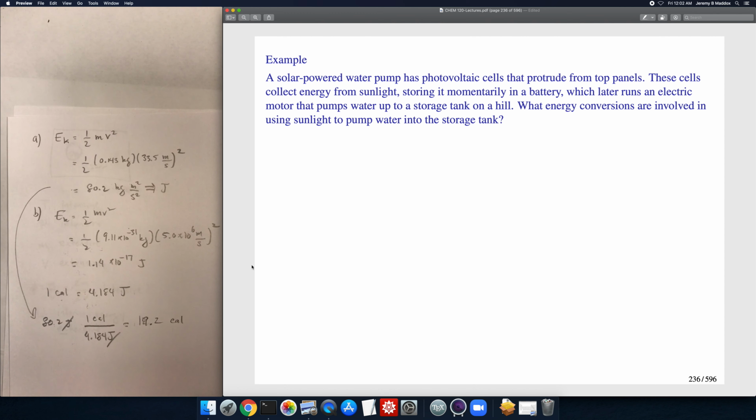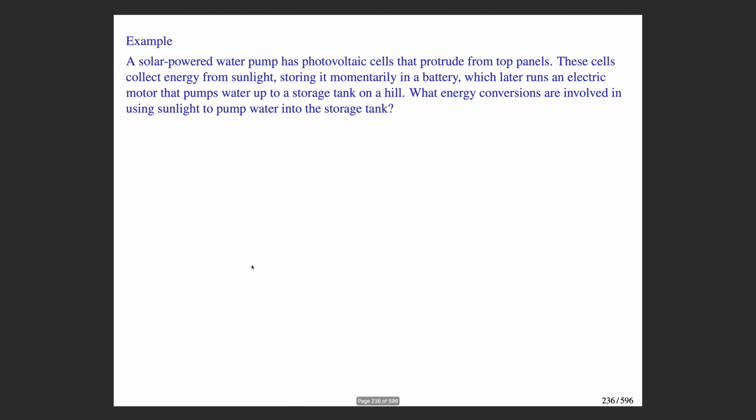So this is just a discussion question. We have a solar-powered water pump whose photovoltaic cells are on the top panels. These cells are responsible for collecting energy from the sunlight. They store it for a moment in a battery, and then later that battery is used to drive an electric motor, and that motor will then pump water up into a storage tank. They want to know what energy conversions are involved in this process.